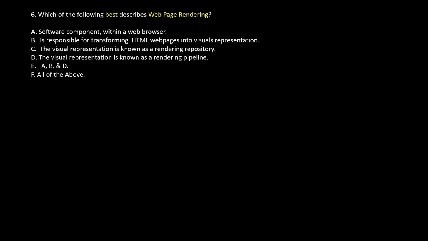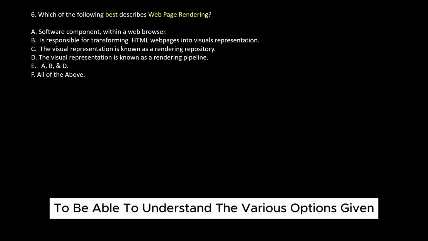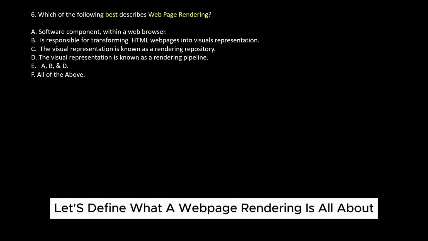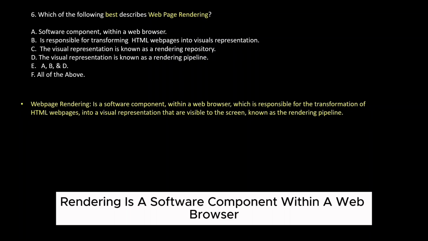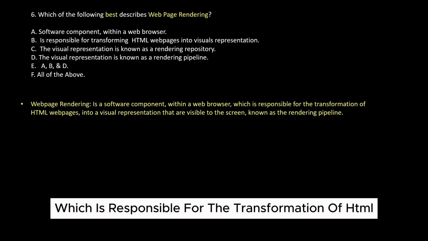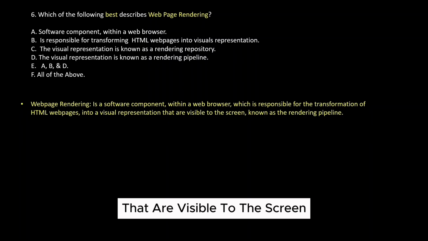E, A, B, and D. F, all of the above. To be able to understand the various options given, let's define what a web page rendering is all about. Web page rendering is a software component within a web browser which is responsible for the transformation of HTML web pages into a visual representation that is visible on the screen, known as the rendering pipeline.